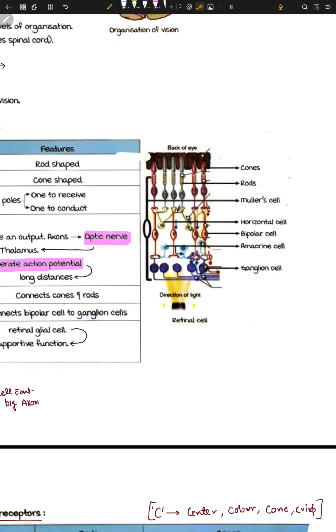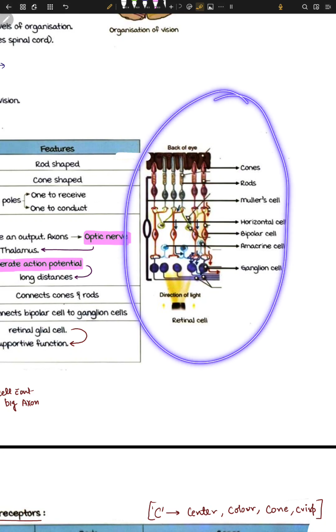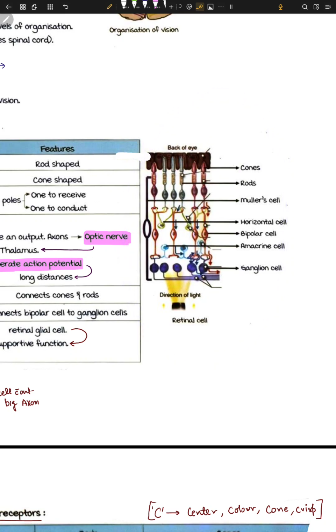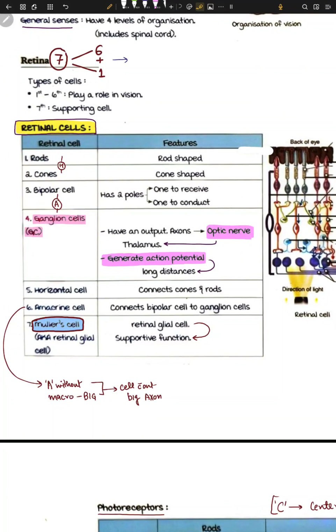Okay, so how are they arranged? They are arranged like this. This is the structure of a retina, and we have 2 retinas. The source of light is here. We push the light here. The first cells are ganglion, then we have amacrine, then we have bipolar, then we have horizontal. I told you horizontal, they connect. What do they connect? Rods and cones.